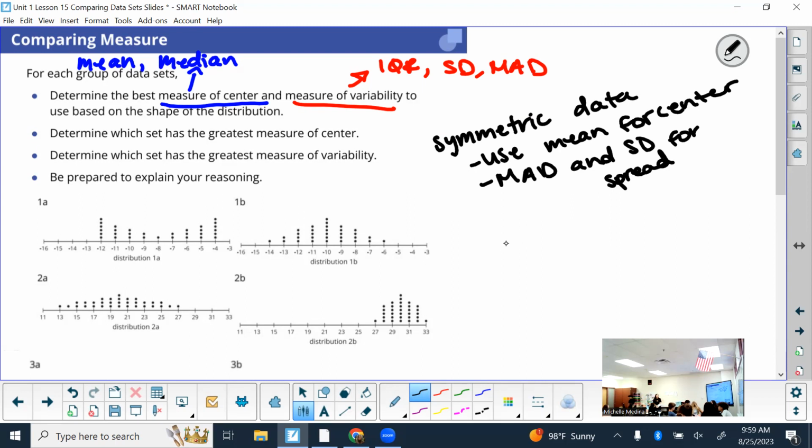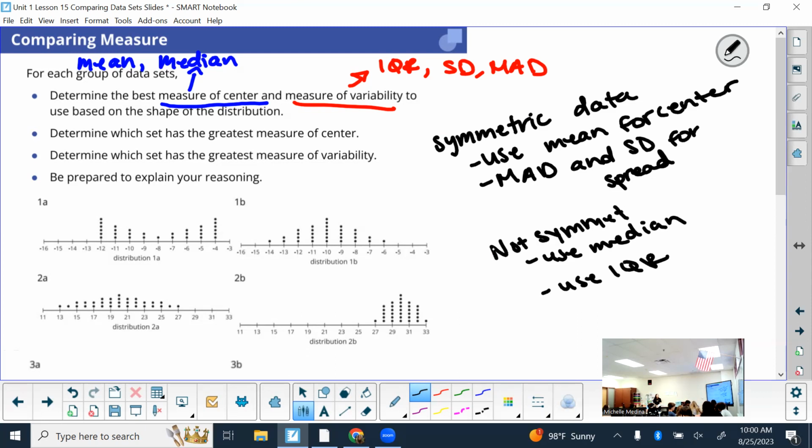All right. Now, when do I use the median and IQR? When the data is, okay, good. So then not symmetric, or skewed. You will use the median and the IQR. I think the best way to have it memorized, instead of just memorizing random things, is to understand why.